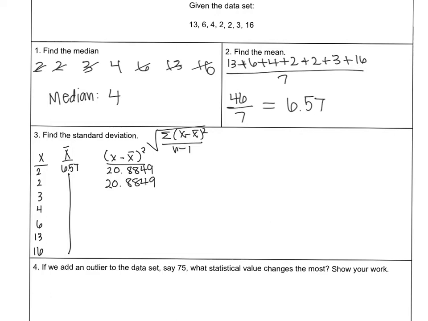Then I do the same thing for 3, and we get 12.7449, and then working my way through all the values, 6.6049, 0.3249, 41.3449, and lastly 88.9249.